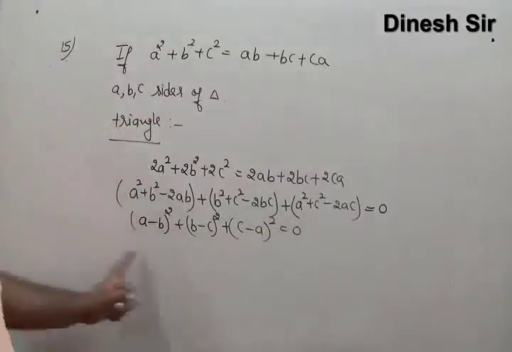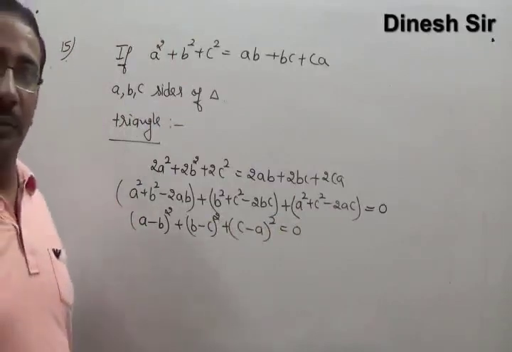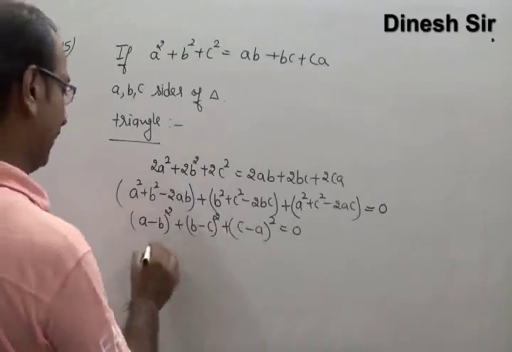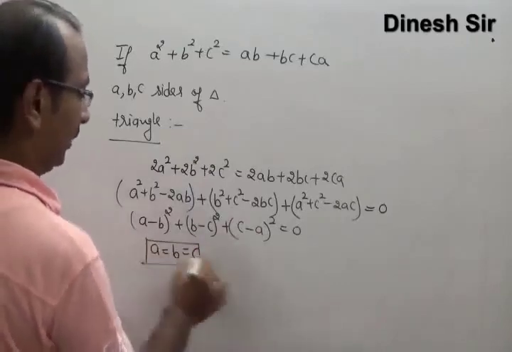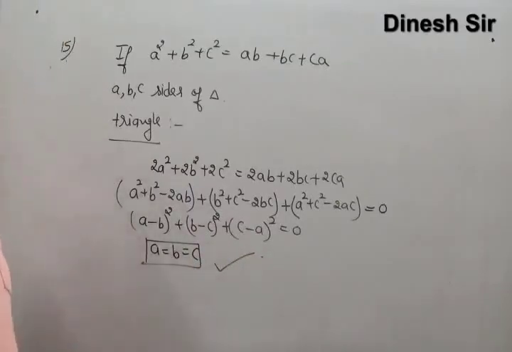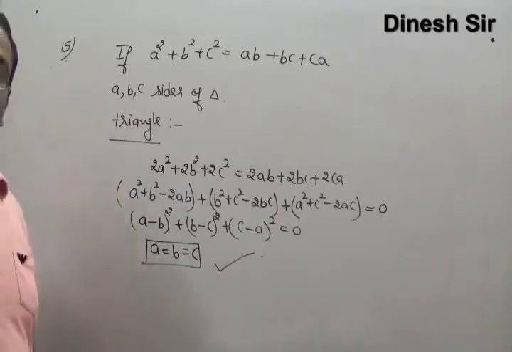Because here the powers of all values are 2, the power is even, all values are non-negative. And we know that the sum of such values can be 0 only when all of them are equal to 0. It means a equals b, b equals c. Hence, if a, b, c are the sides of the triangle, the triangle so formed is an equilateral triangle. So such a triangle that we have to form is an equilateral triangle. That's your statement number 15.